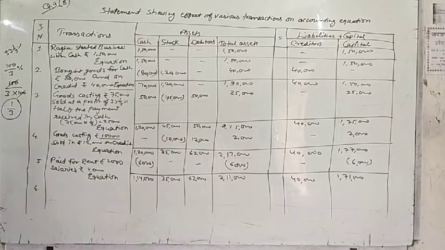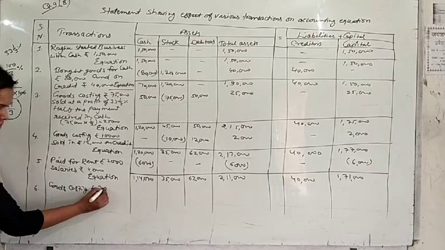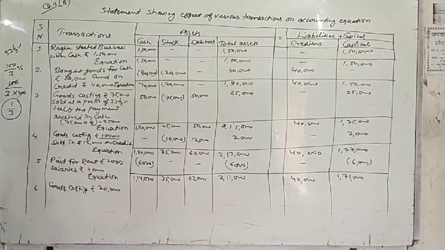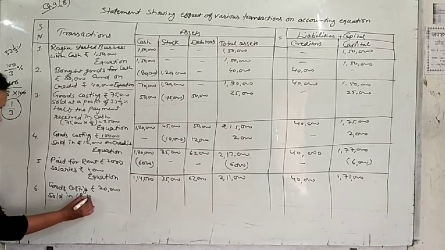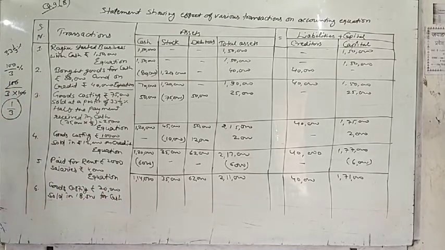Sixth point, that is last transaction of this question. Goods costing rupees 20,000. Means costing was 20,000 of the goods, but you are selling it in 18,500. Sold in 18,500 for cash. Means you are selling goods in cash.